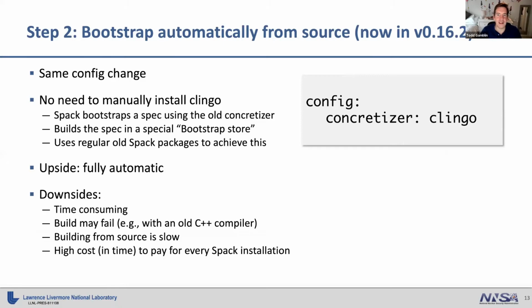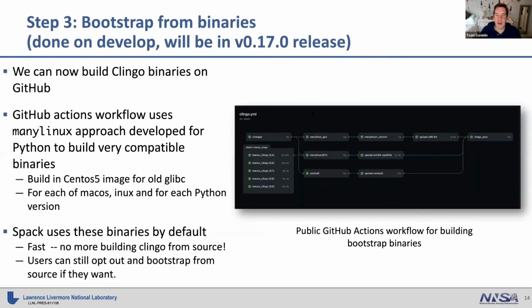And then finally, what we have just gotten working is that we're actually bootstrapping from binaries. And this simplifies things a lot. It eliminates all the build dependencies that we would have to install to get Clingo bootstrapped from source. So that's nice. The amount of stuff that we have to install now is a few megabytes versus, you know, all of the archives and all the builds. And it's fast. So we don't have to build from source anymore, although users can still opt out and build from source if they want to or if they have to.